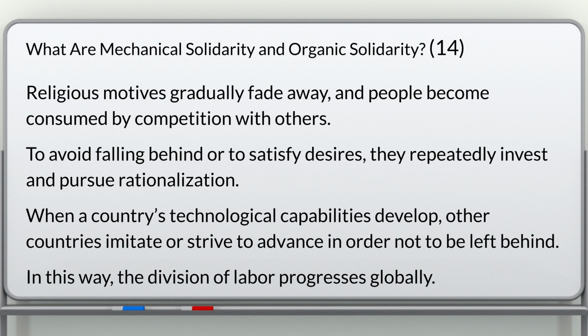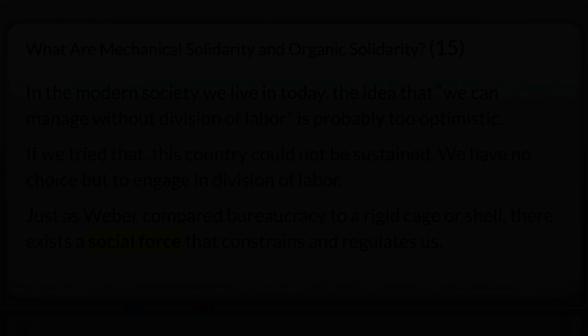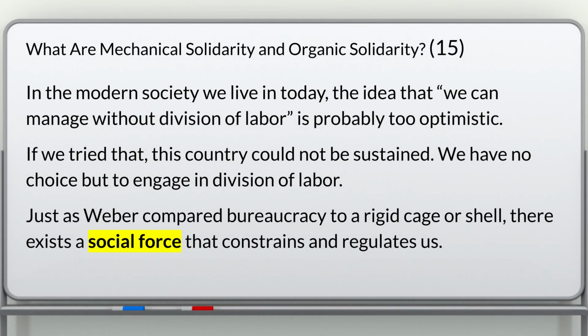To avoid falling behind or to satisfy desires, they repeatedly invest and pursue rationalization. When a country's technological capabilities develop, other countries imitate or strive to advance in order not to be left behind. In this way, the division of labor progresses globally. In the modern society we live in today, the idea that we can manage without division of labor is probably too optimistic. If we tried that, this country could not be sustained. We have no choice but to engage in division of labor.